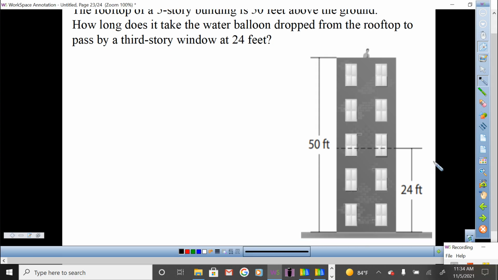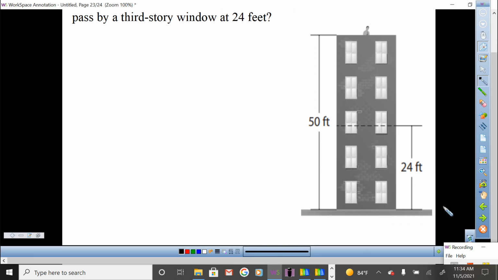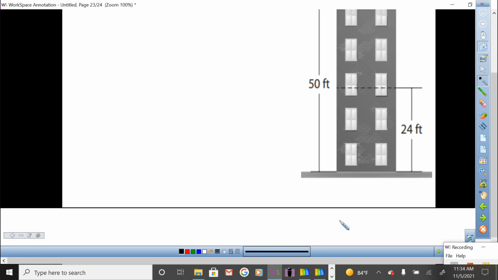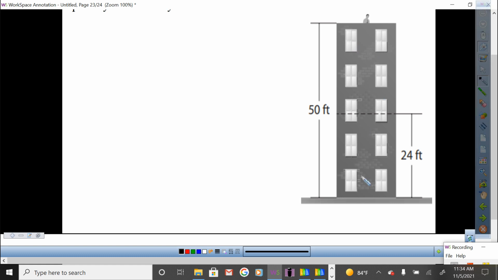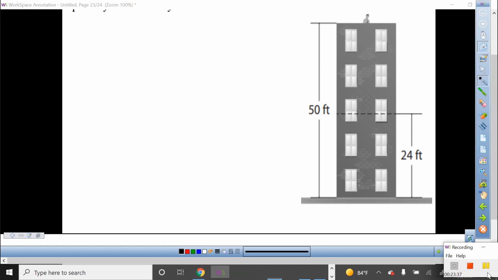Yeah, so I'm going to scroll this up, and I just want you to copy first the sketch. Copy the sketch. It's a building with somebody on top of the building. It's 1, 2, 3, 4, 5 flights of windows. The full height is 50, and then they show you a different height of 24. Give you some time for that. Copy and go.